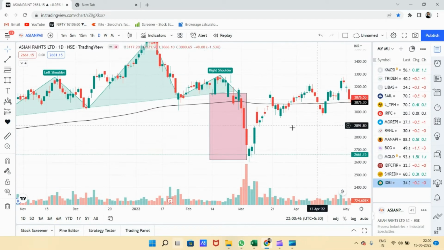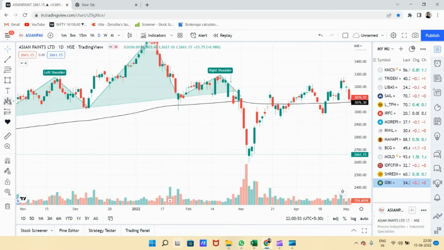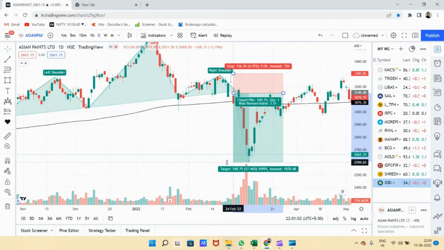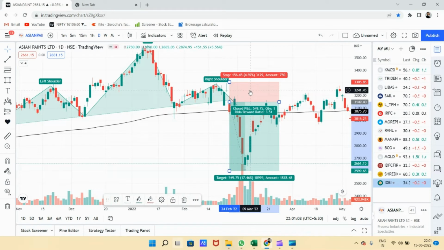So for this pattern, guys, you have to put the target like here, but the stop loss is, yeah, it is a short position. You enter here, you have to put the stop loss above the right shoulder, and the target is, as I told, the neckline. So you can see that it is 1 to 3.5. It is a damn good risk reward you can get from this kind of pattern.